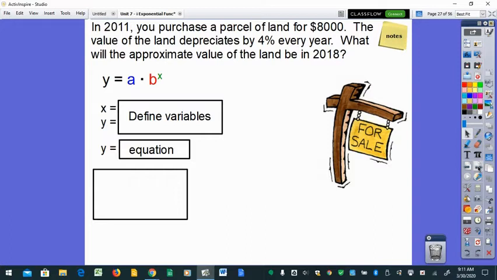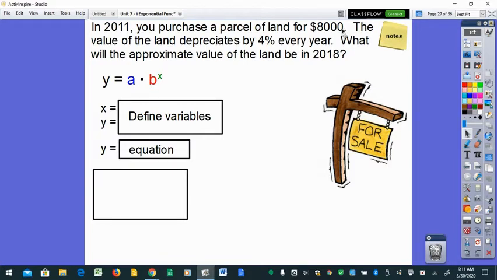In 2011, you purchased a parcel of land for $8,000, and the value of the land depreciates by 4% every year. What will the approximate value of the land have been in 2018? So here again is a D word. Depreciate means going down, so this is a decay problem. Now careful, the 4% isn't what's left. You're losing 4%, so you take 100 and subtract the 4%, and 96% is left. So your b is going to be 0.96.